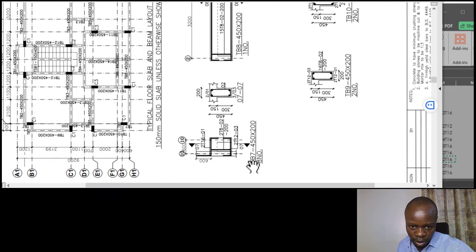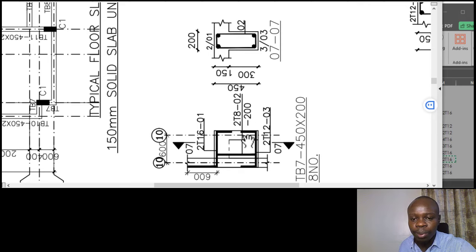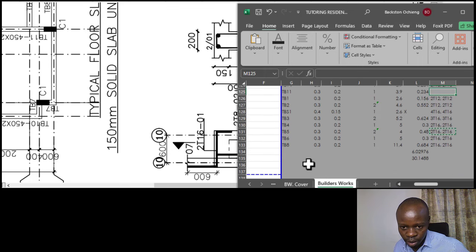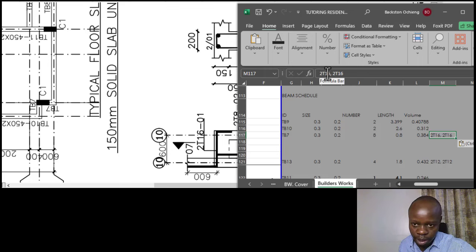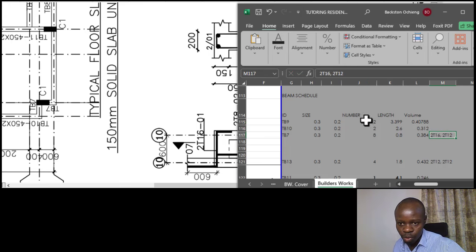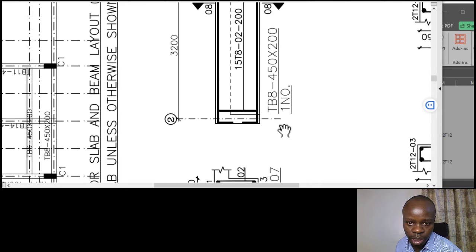Yes, the one that is left is TB11. Okay, this is TB7. Can work with this. For TB7, you can see there is a 2T16 at the top and 2T12 at the bottom. Okay, so TB7, yeah, it's here. You can paste this, but you can see at the top is a 2T16, while at the bottom is 2T12. Okay, so that is how unique the reinforcement can be. You can find at the top you have different sizes of bars, at the bottom you have different sizes of bars as well that need to be taken into consideration.